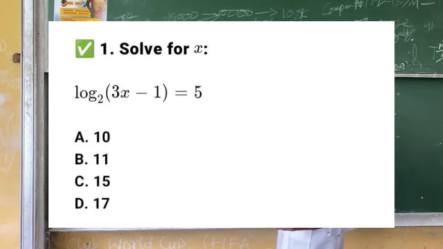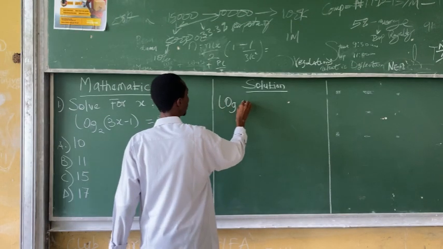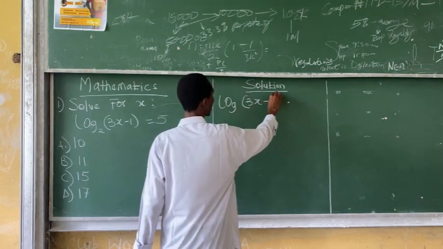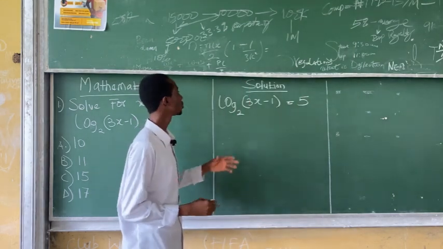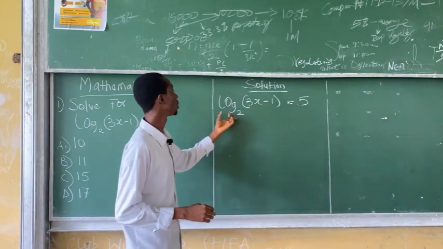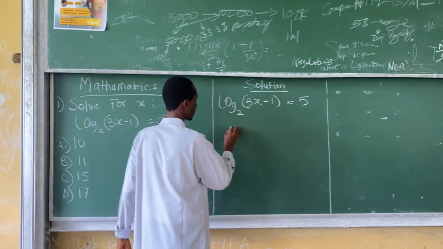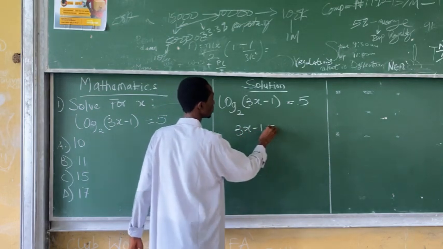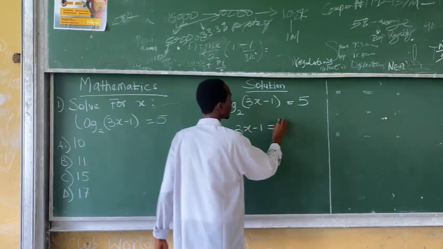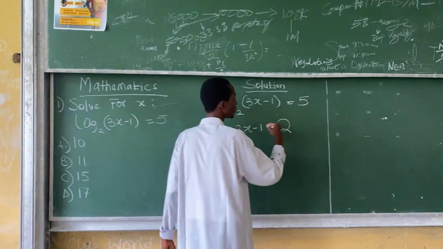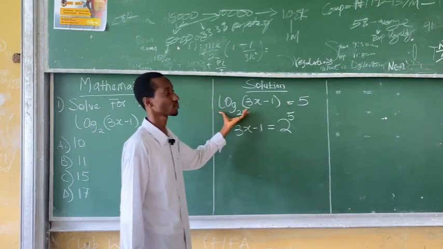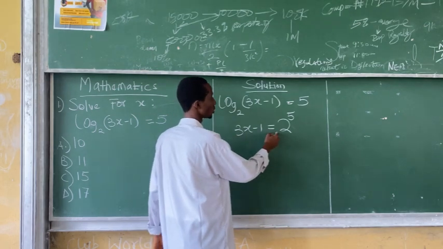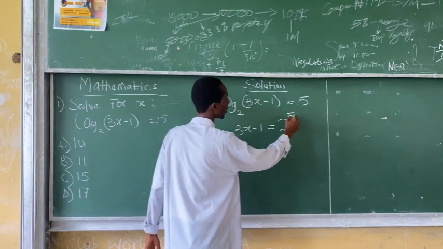In this question, the first thing you need to do is to rewrite this equation, which is log of 3x minus 1 base 2 is equal to 5. What we need to do is to remove this log. To remove this log, we say 3x minus 1 is equal to 2, this base 2 comes up here and becomes a power to power 5. That's the best way to remove this log. Now we have 3x minus 1 is equal to 2 raised to power 5.